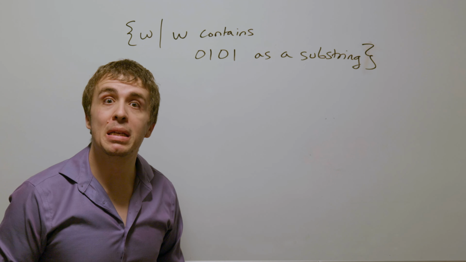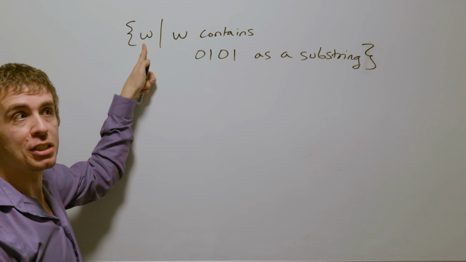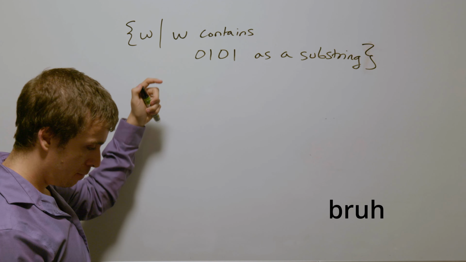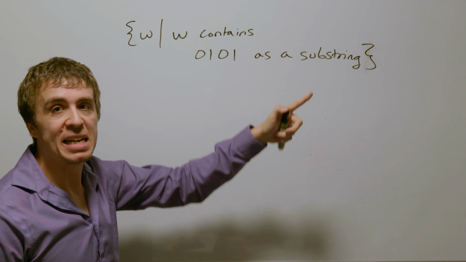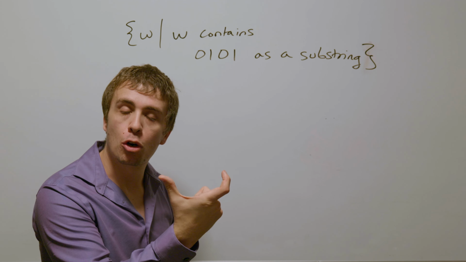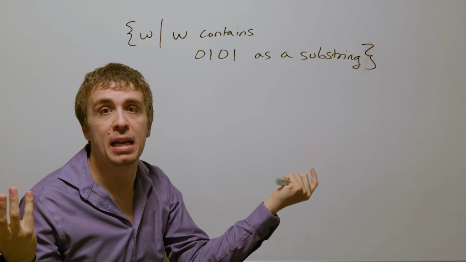Okay, let's make a deterministic finite automaton for this language, which is the set of all binary strings W, where W contains 0, 1, 0, 1 as a substring. So 0, 1, 0, 1 has to appear contiguously in the string, and otherwise it can contain anything.